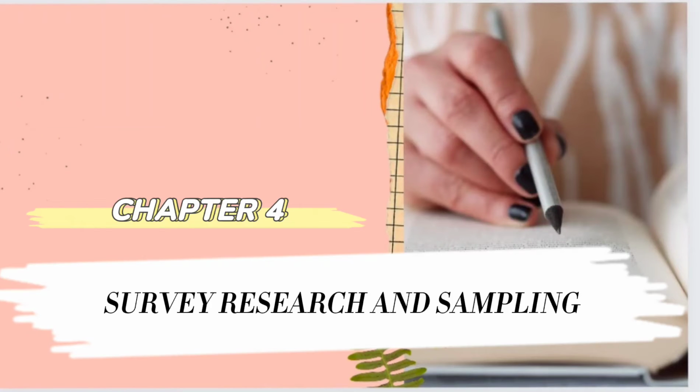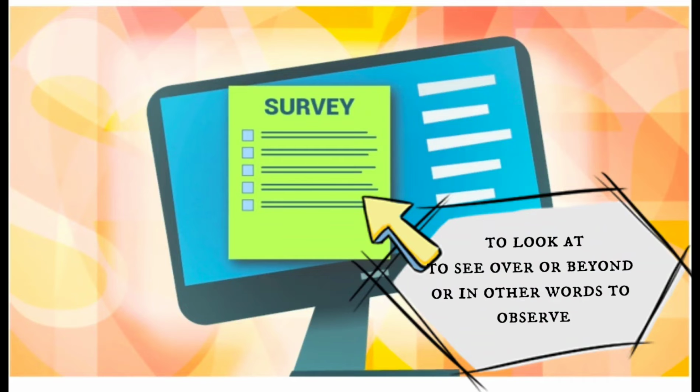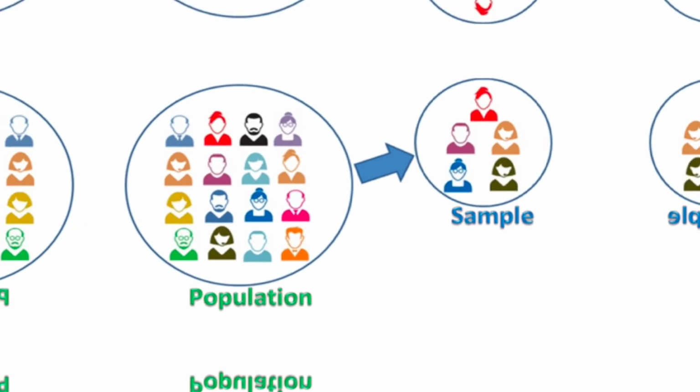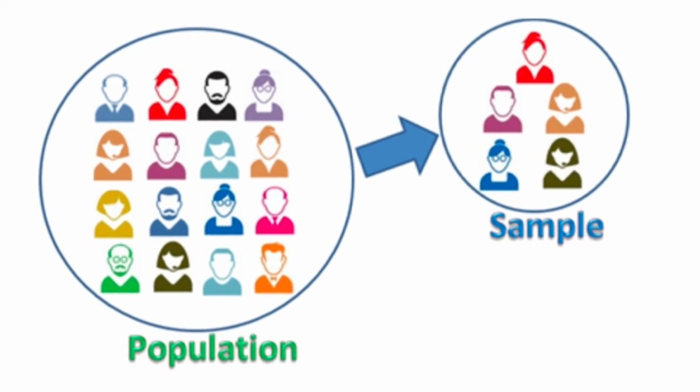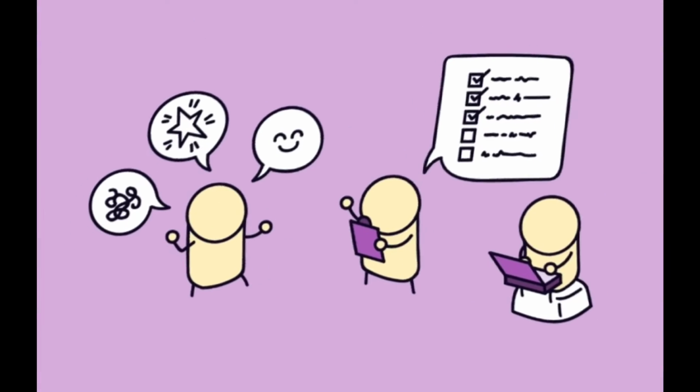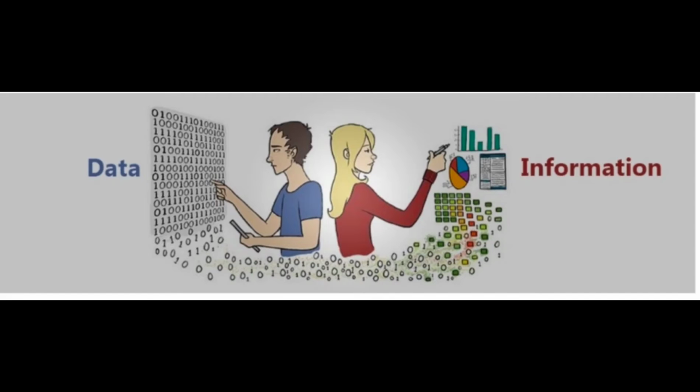Chapter 4. Survey Research and Sampling. First, let's tackle survey research. Literally, survey means to look at, or to see over or beyond, or in other words, to observe. From the given illustration, the larger group is known as a population, while the subgroup is referred to as the sample. The observations and measurements made during survey research will generate data and information.